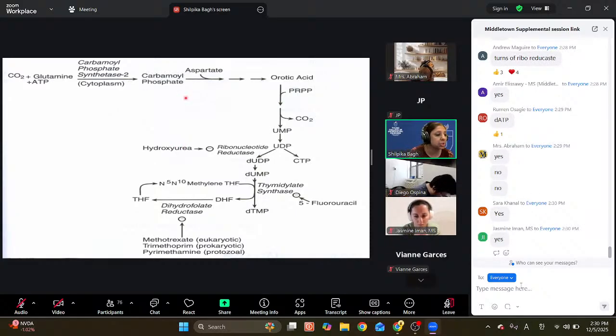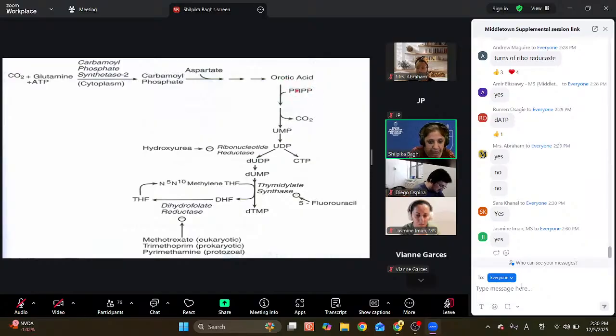Yes. Now let's do pyrimidine synthesis. They are not very smart. They first build the ring, bringing in CO2, glutamine, and aspartate. But when you see orotic acid, you've got to ring the bell. They are talking about pyrimidine synthesis. They then add the sugar.